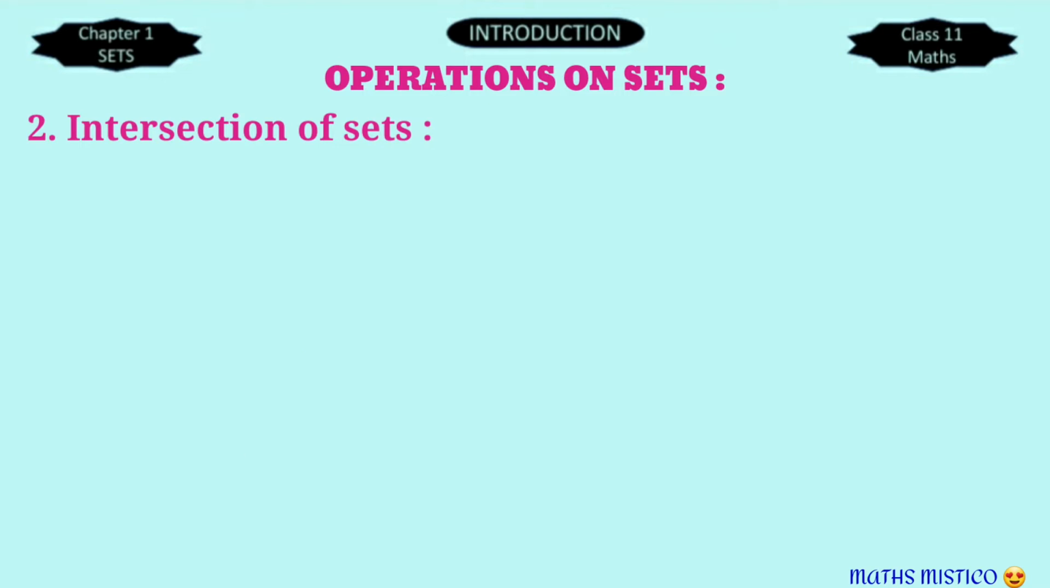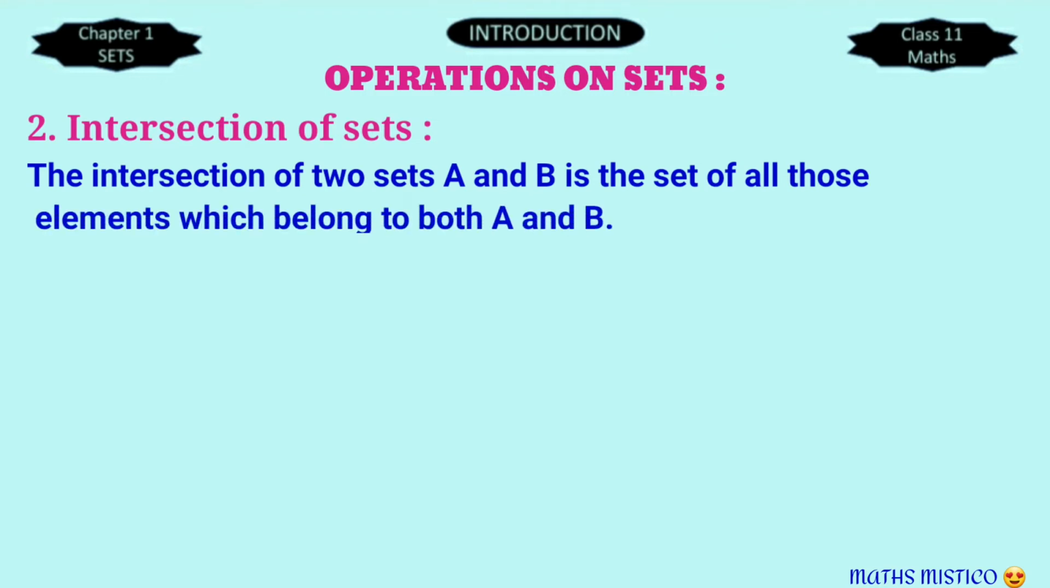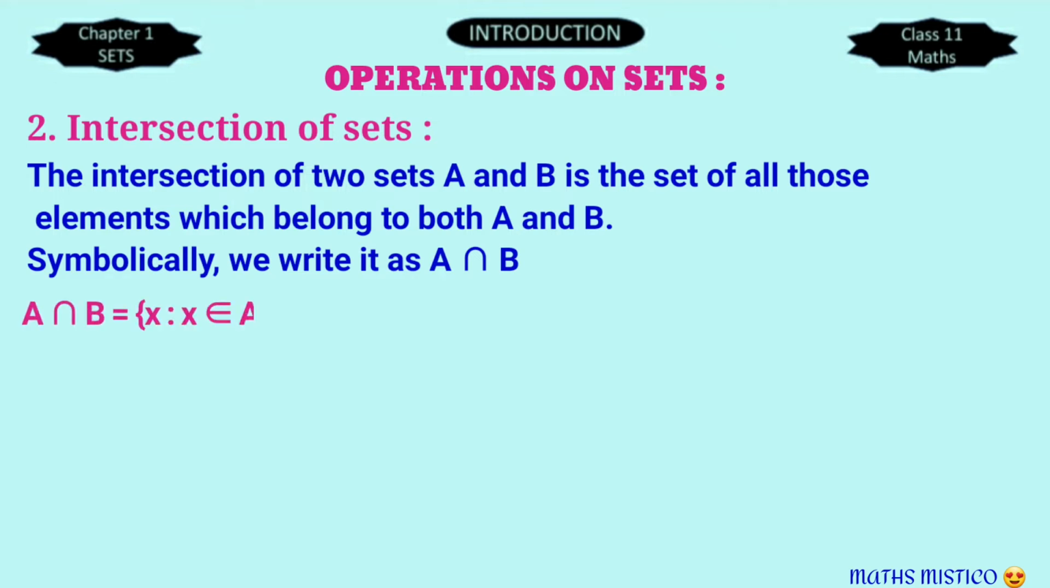Now we come to the second operation, which is called intersection of sets. It gives us the common elements of the two sets. So intersection of sets A and B is the set of all the elements which belong to both A and B. The symbol used for this is this, and we read it as A intersection B. So A intersection B is the set of all x such that x belongs to A and x belongs to B.